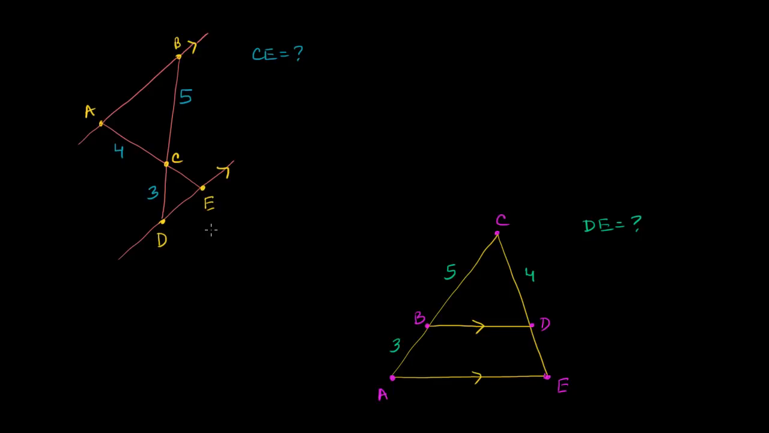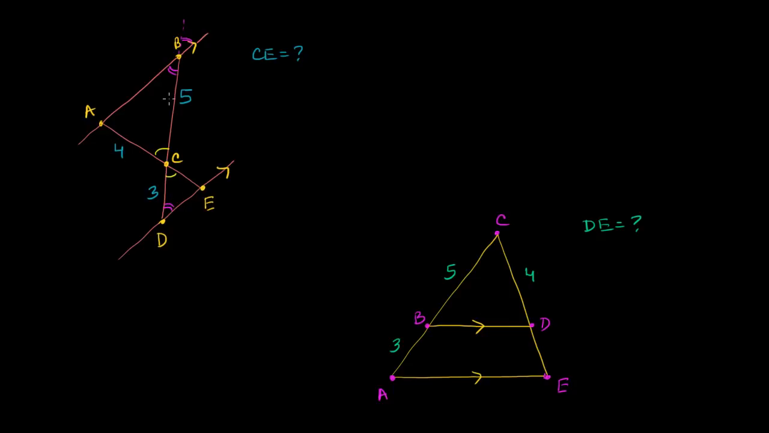The first thing that might jump out at you is that this angle and this angle are vertical angles, so they are going to be congruent. The other thing is that angle CDE is an alternate interior angle with CBA. We have this transversal, and these are alternate interior angles, so they are congruent. Or you could continue the transversal and have a corresponding angle with CDE up here, and that one's just vertical. Either way, this angle and this angle are going to be congruent.